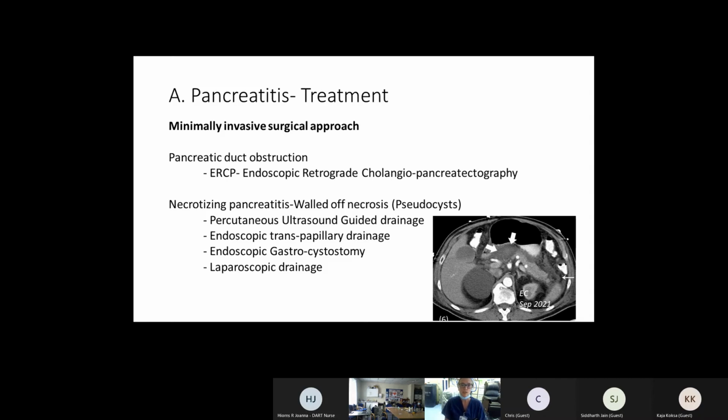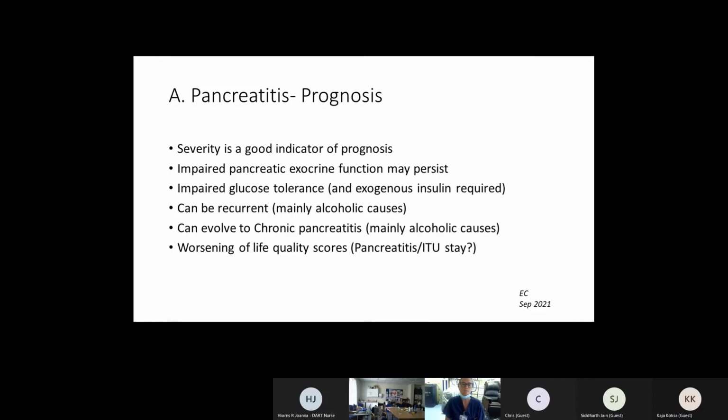And of course, we can use laparoscopic drainage. I would say this is the last resort because it's more invasive than the previous ones. But if the pseudocyst is not accessible, the surgeons can do this also.